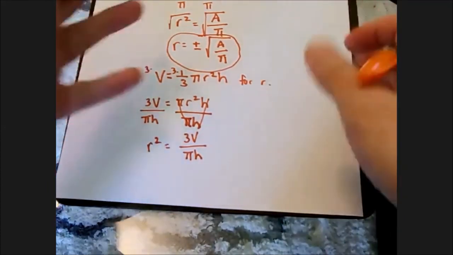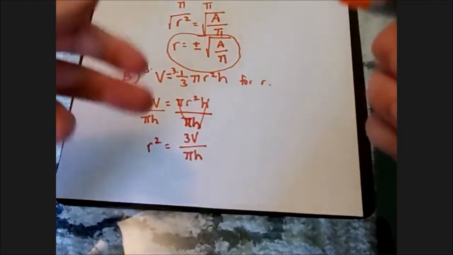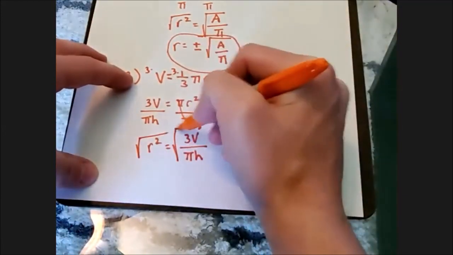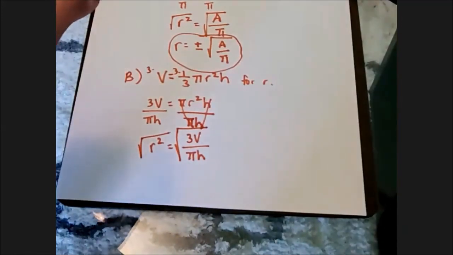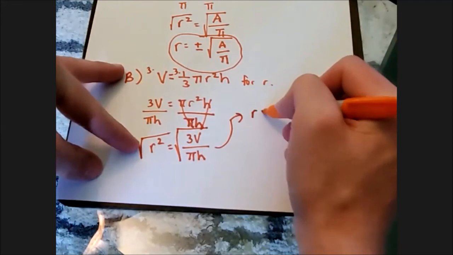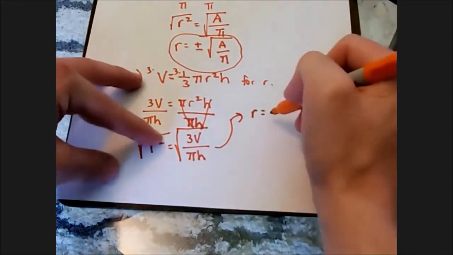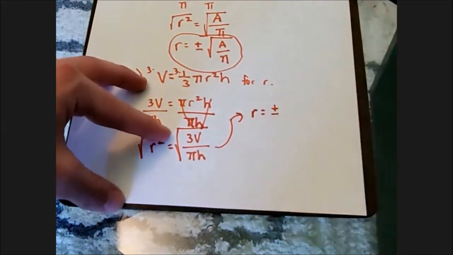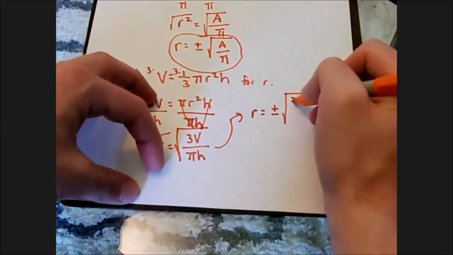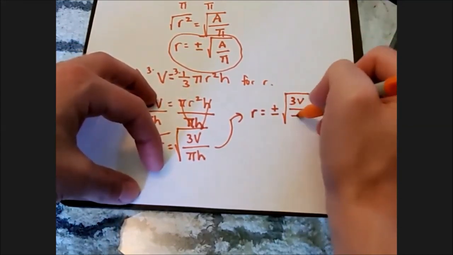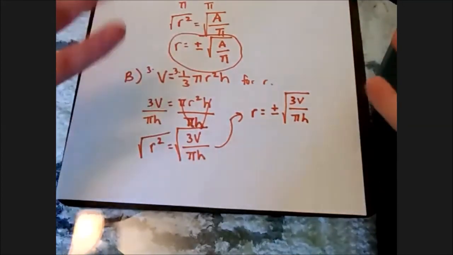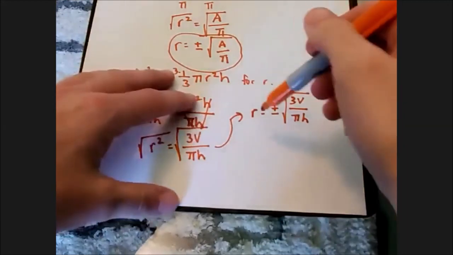And then again, we've reached the quote-unquote new stuff. If you'd like to get the r by itself, that requires a square root of both sides. The square root of r squared is just r. I'm in the middle of an equation, so I'm going to need a plus or minus. And then much like the last problem, I don't know what v is, I don't know what h is, and I am not going to square root pi. So I'm going to leave it just like that.